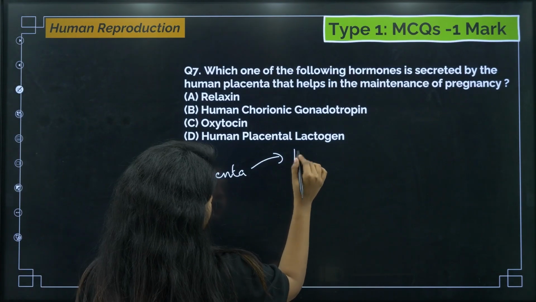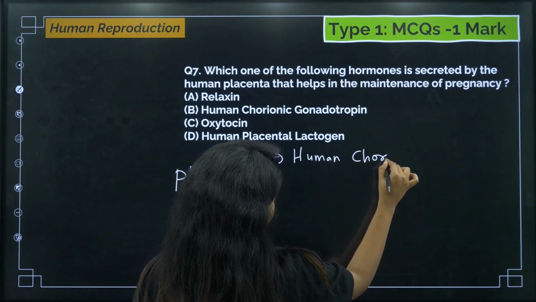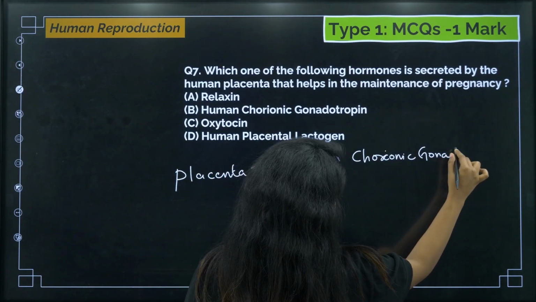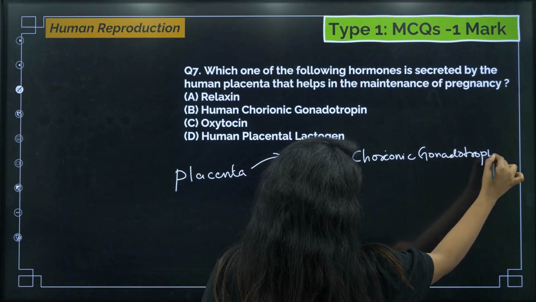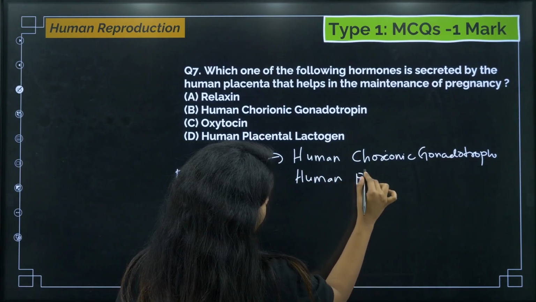One is human chorionic gonadotrophin. Another is human placental lactogen.